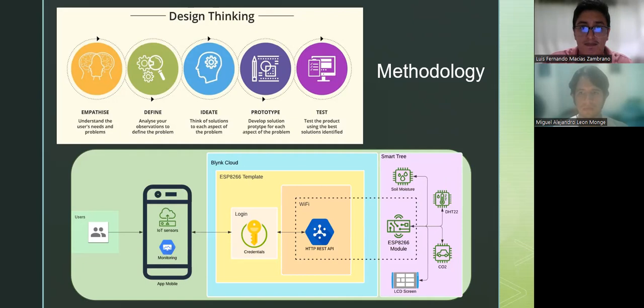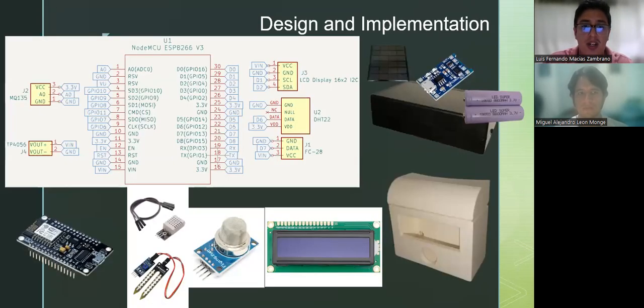Next, please. So we have the design and implementation. The schematic shows the connection of the different sensors. As you can see, at the bottom are the devices that we use, and the protection is these boxes we have to develop our prototype. And the schematic shows all the pins that the devices need to send data and connect to the controller. Okay, next please.